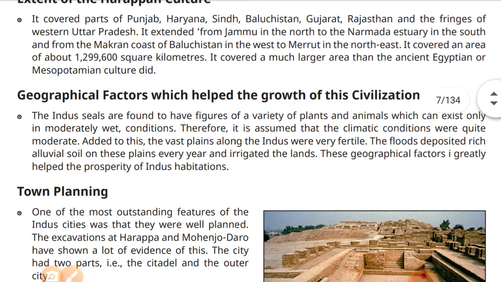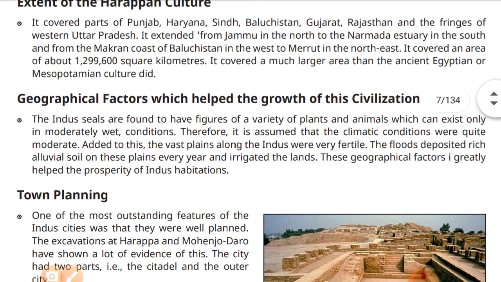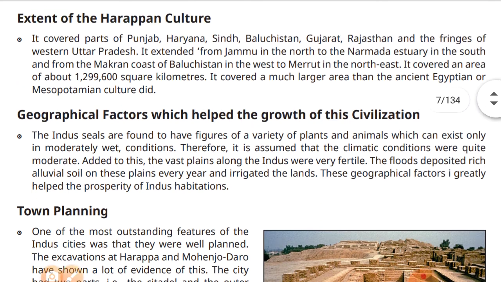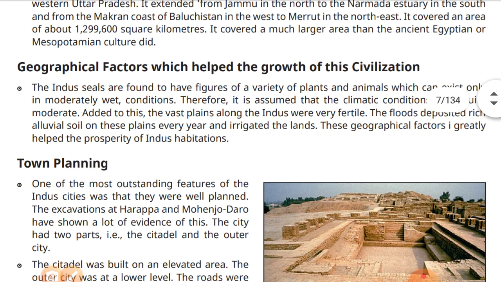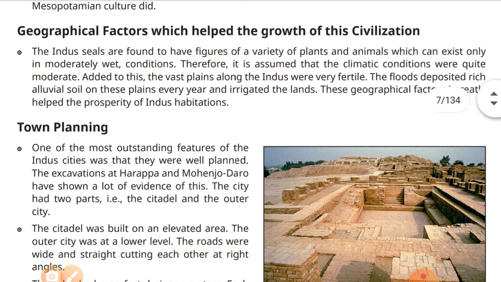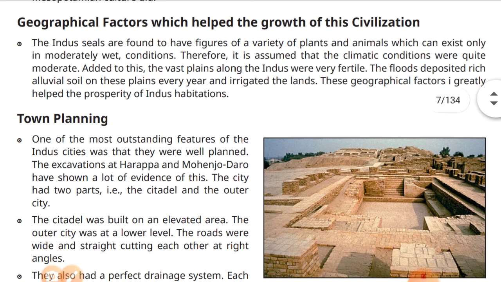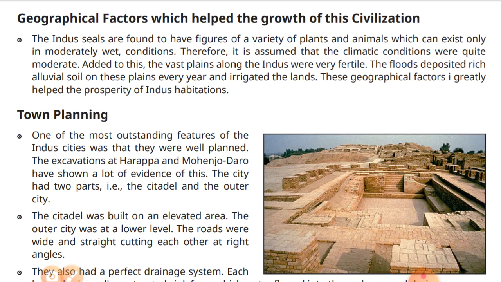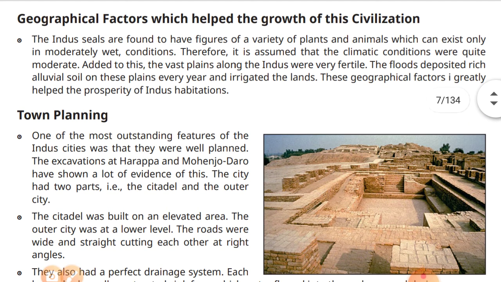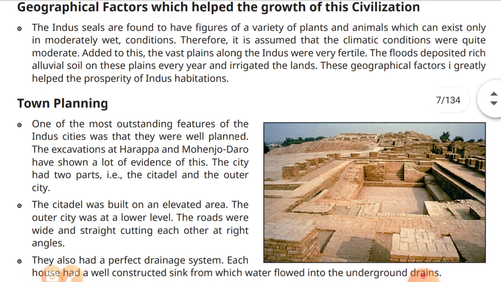The Indus civilization covered a larger area, in square kilometers, than the ancient Egyptian and Mesopotamian cultures. Geographical factors helped the growth of the civilization. Indus seals are found with figures of a variety of plants and animals, which can exist only in moderate conditions. Therefore it is assumed that the climate was moderate, which aided the west plains along the Indus.